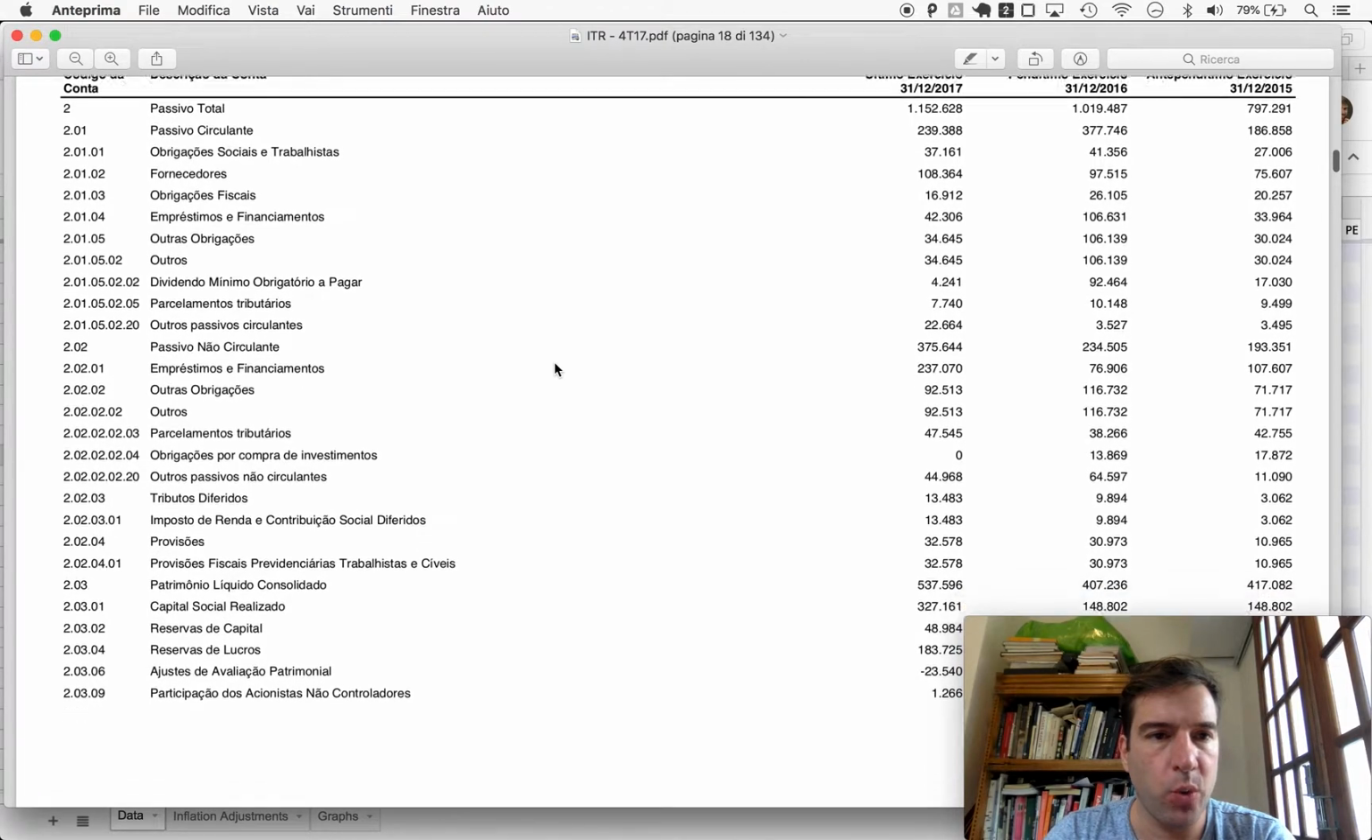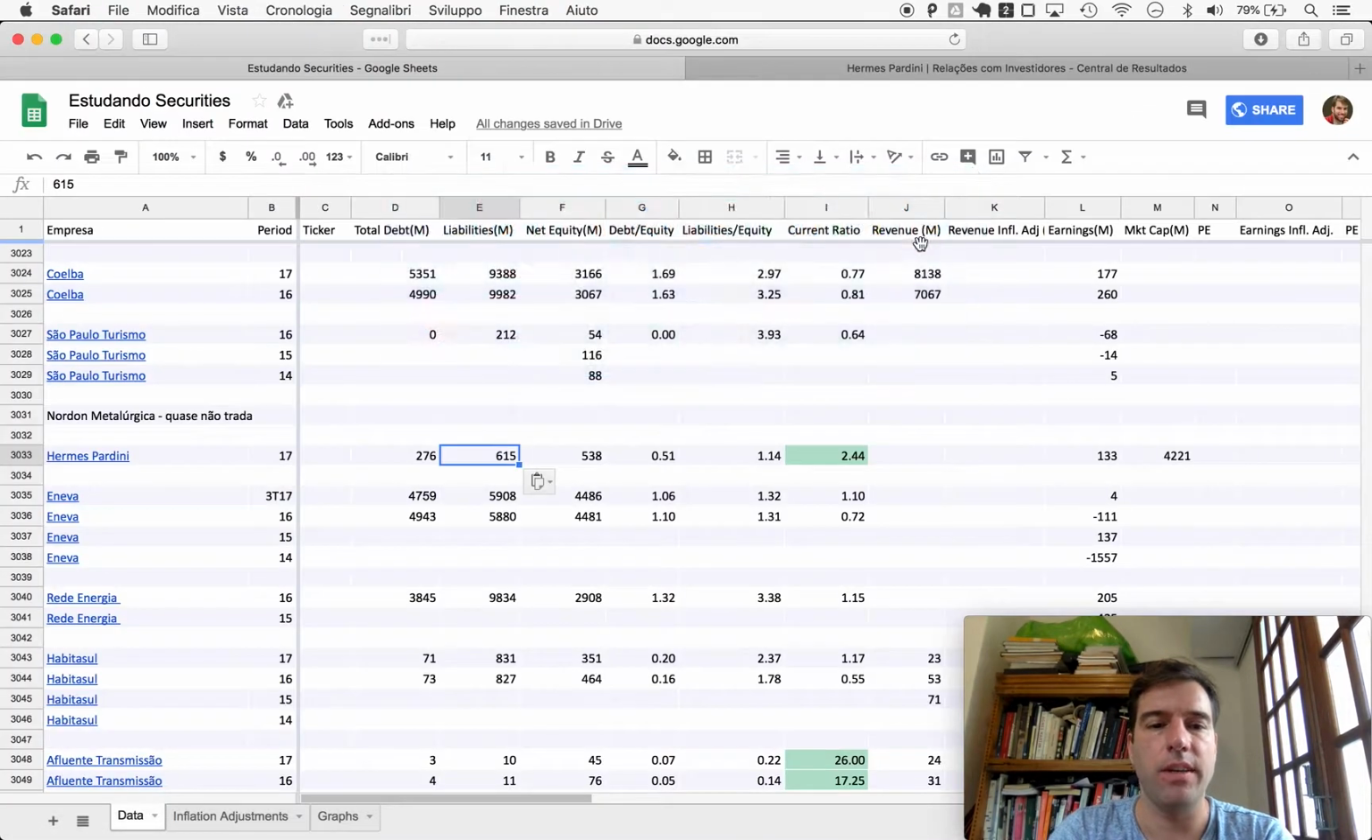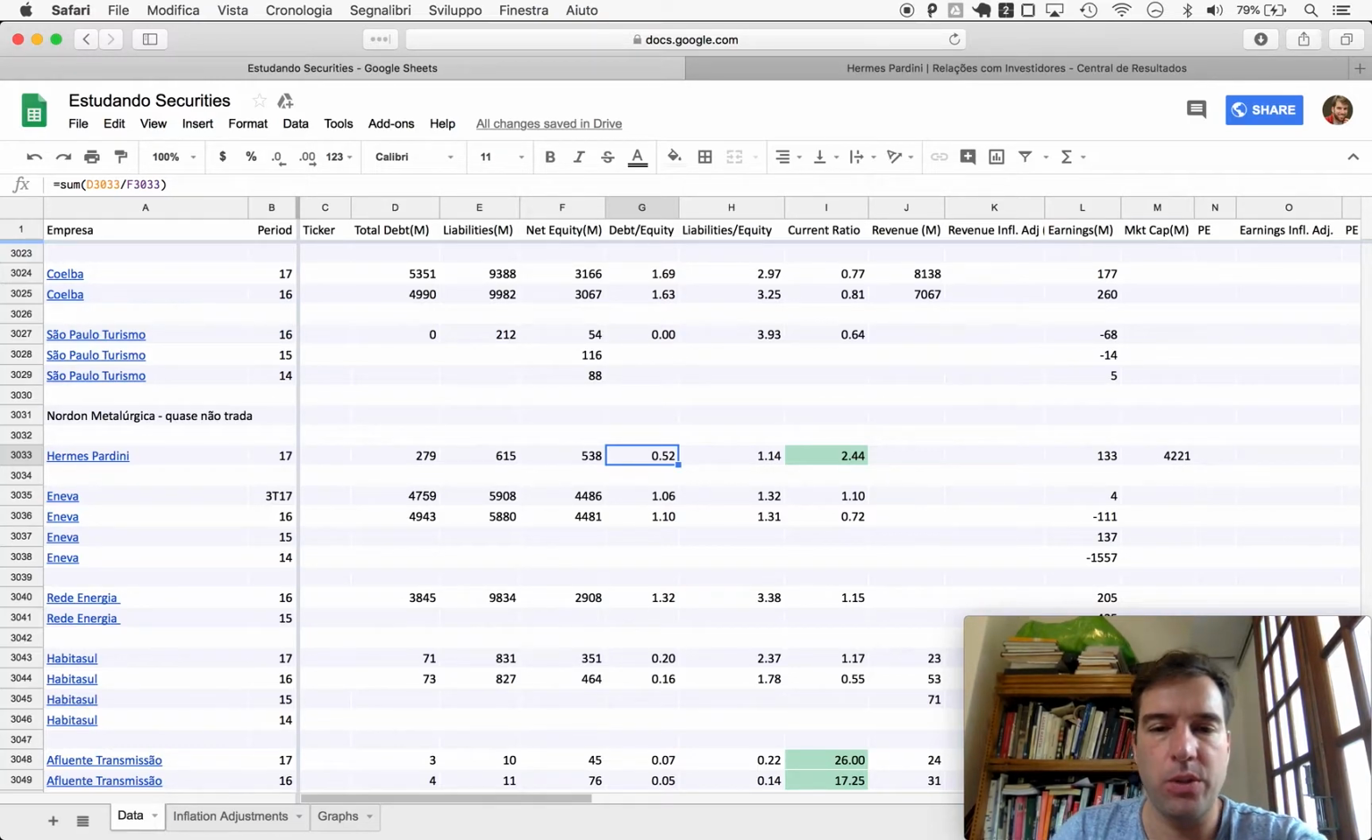So short-term debt, loans and financing, 42 plus non-current loans and financing, 237. So 279. Cool. So their debt to equity is slightly above what we would like, which would be from 0 to 0.5. And they're at 0.52.